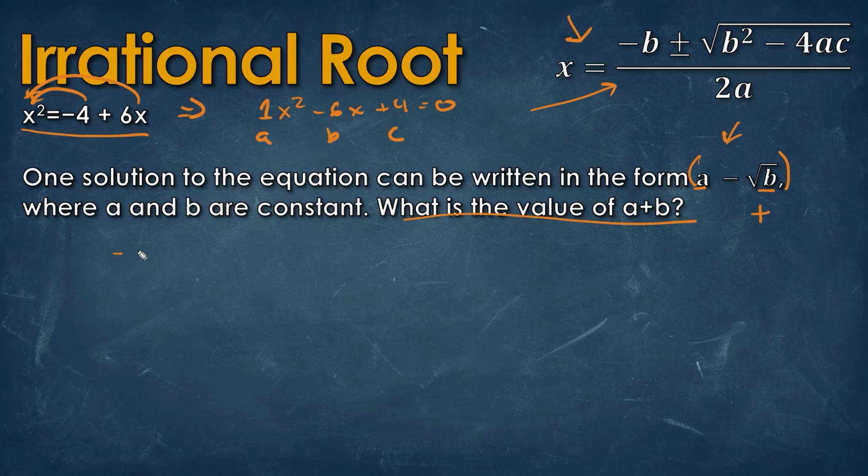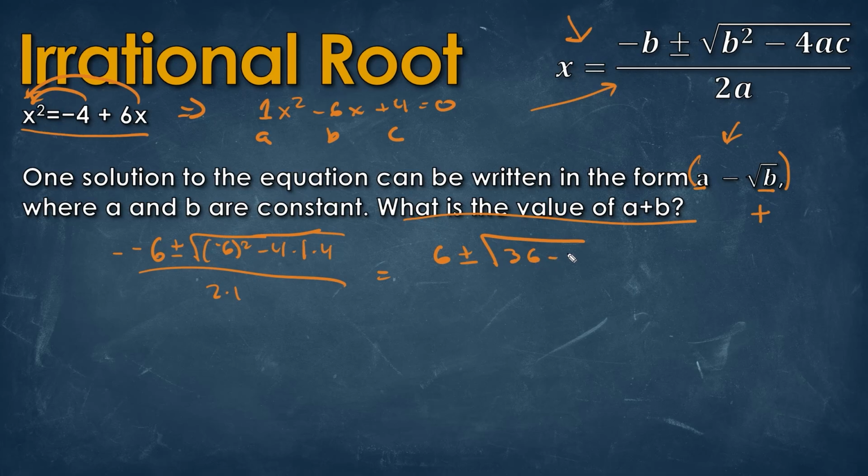With that, we're going to get negative times a negative 6 plus or minus the square root of negative 6 squared minus 4 times 1 times 4, all over 2 times 1. We can simplify this to 6 plus or minus the square root of 36 minus 16, all over 2. And that will simplify to 6 plus or minus the square root of 20 all over 2.